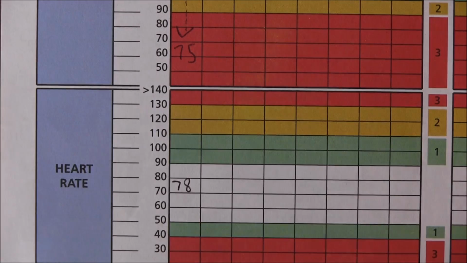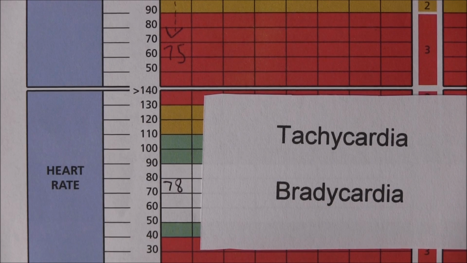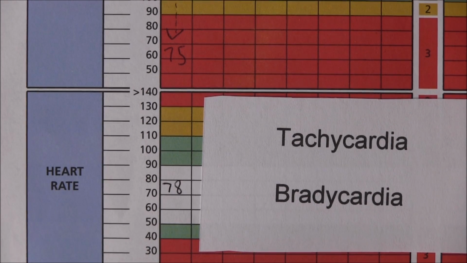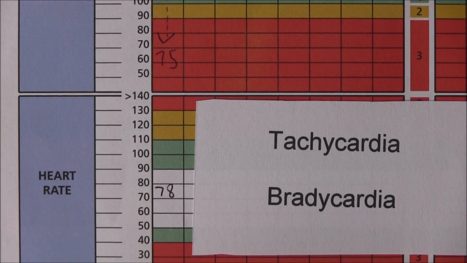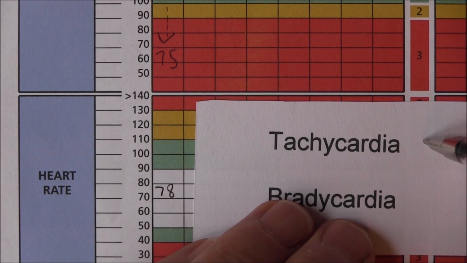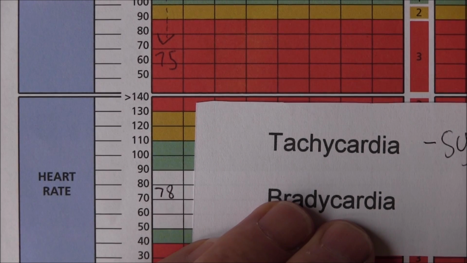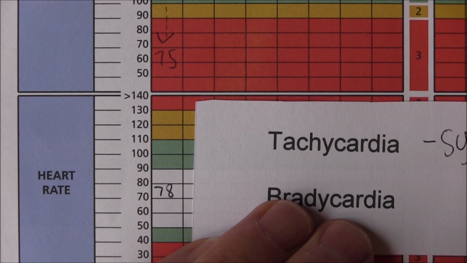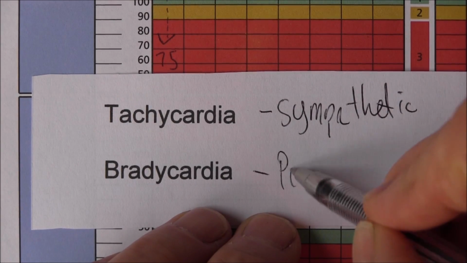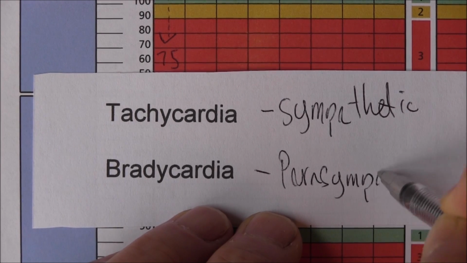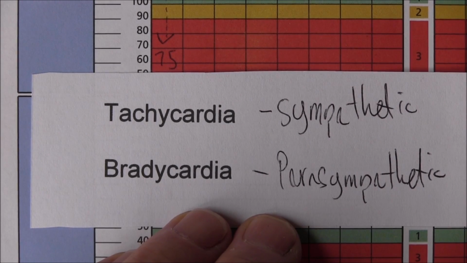But thinking particularly about heart rate, tachycardia, fast heart rate, bradycardia, low heart rate. So tachy, fast, brady, slow again. So again, tachycardia is a sympathetic activity. So that would be normal in emergencies, excitement, exercise. Bradycardia is a parasympathetic activity. So again, that would be normal in rest, relaxation. It aids the digestive processes.